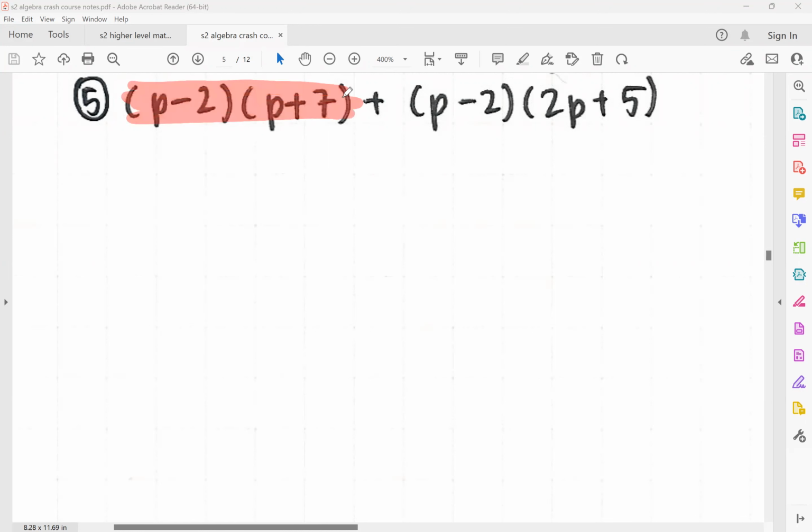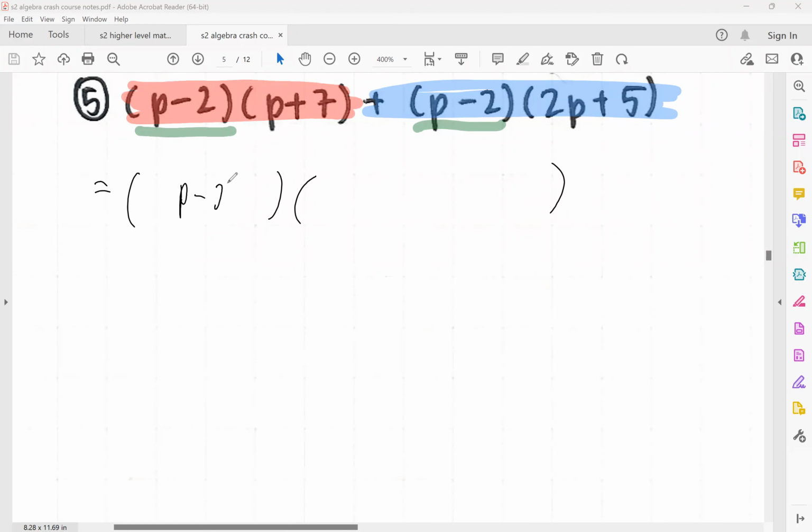Someone else, answer me. Where's the second term? Open bracket P minus 2, close bracket, open bracket 2P plus 5, close bracket. Yep. Now, anything common between these two terms? The red and the blue? Yes. What is common? This and this. So can I straight away start the bracket technique? Can, right? Bracket, bracket. So what is common? P minus 2, put inside.